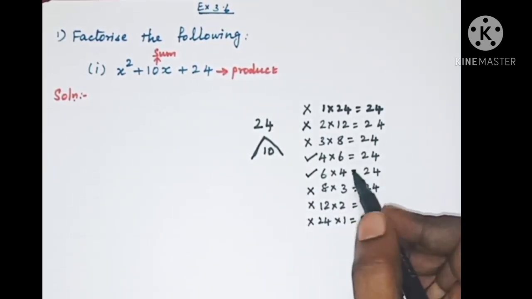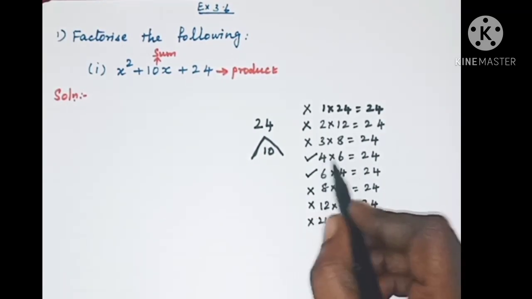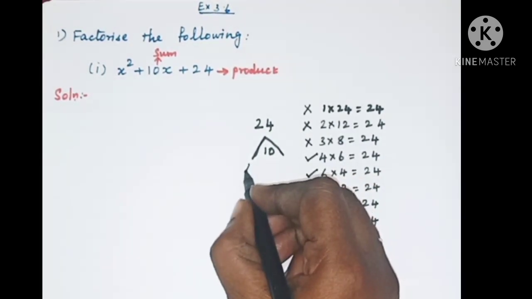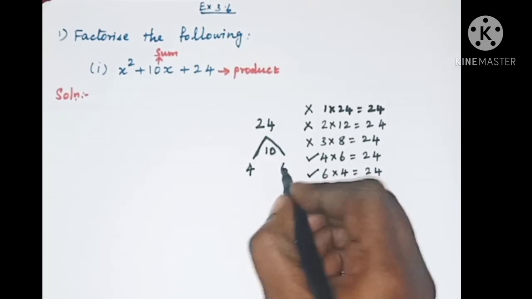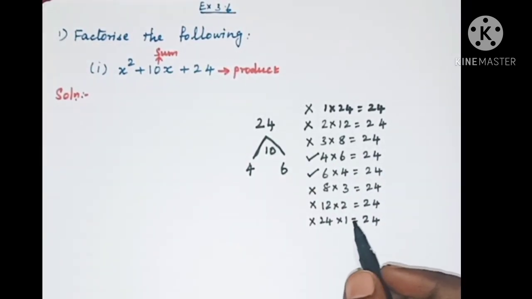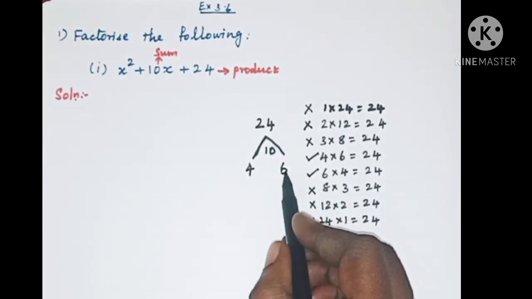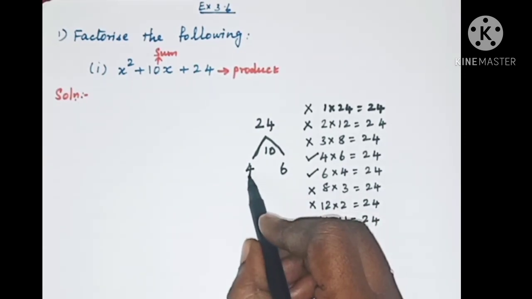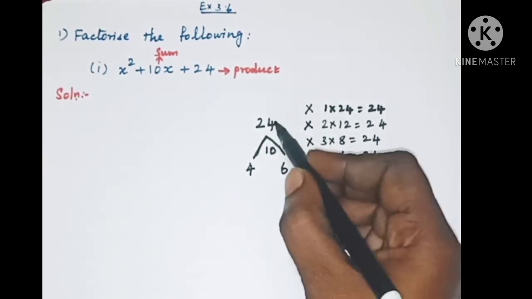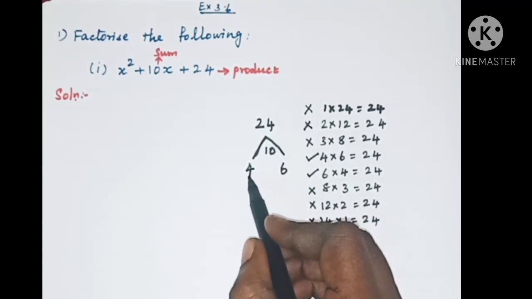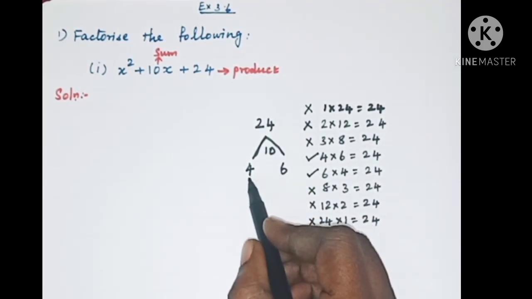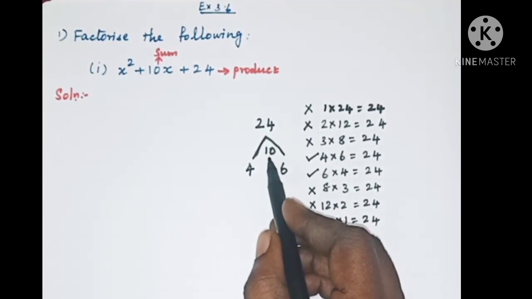Now we found the numbers 4 and 6. So write the two numbers here, 4 and 6. If we multiply these two numbers, 4 6s are 24, and if we add these two numbers, 4 plus 6, we will get 10.